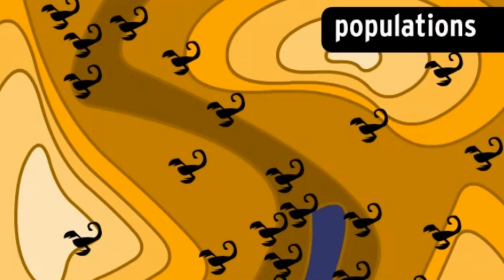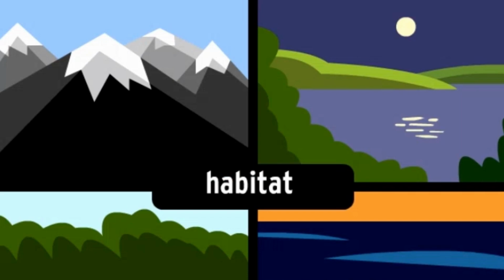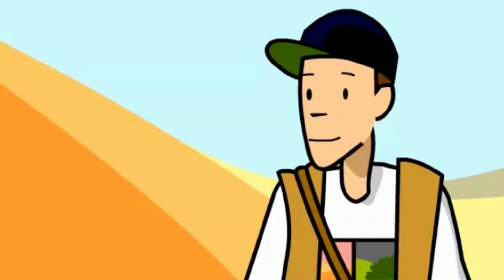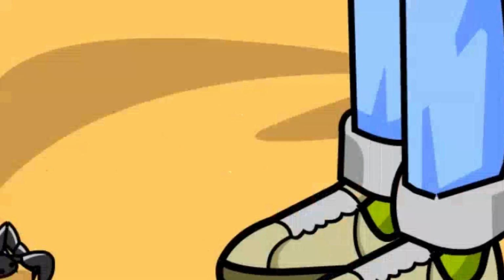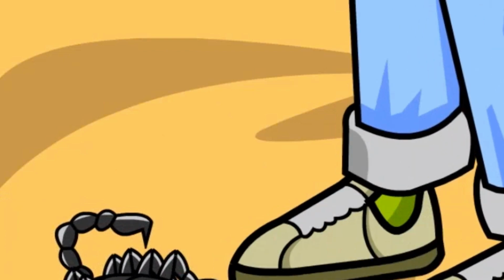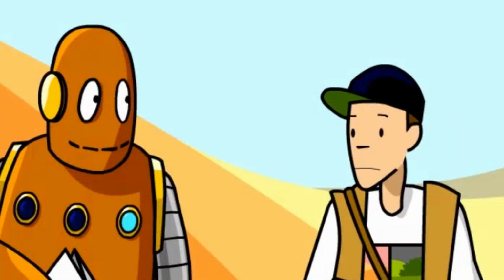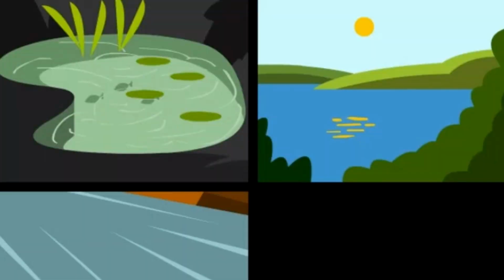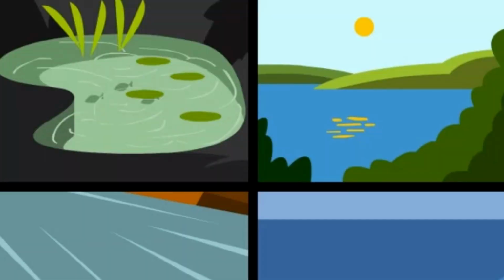Populations are made up of just one type of organism. Every organism has its own home that's called a habitat. Yikes. I guess the scorpion's habitat is in the sand. Water? Oh, right. There are water ecosystems too, like ponds, lakes, rivers, and oceans.